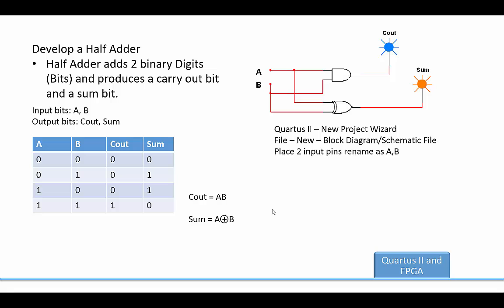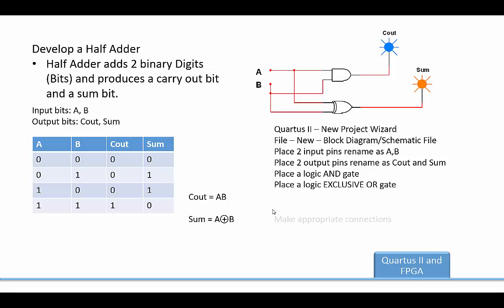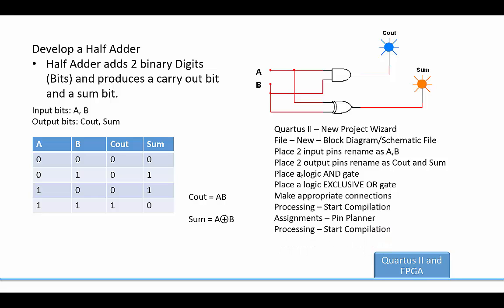We'll go ahead and put a couple input pins in, a couple output pins. We'll place our two logic gates, an AND gate and an exclusive OR gate. And we'll wire up our model, much like the schematic above here. We'll compile it. We'll make our pin assignments. We'll compile again. And then we'll program the device and actually test it. So you'll see all those steps on a couple other videos that I've prepared for you.